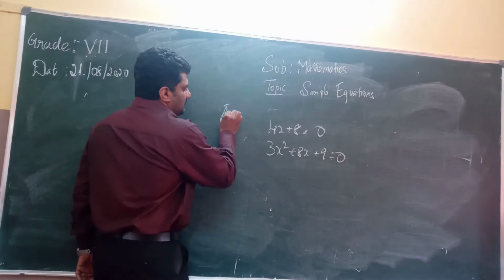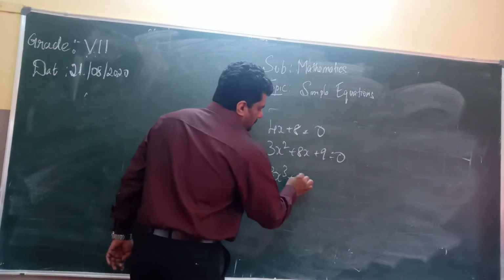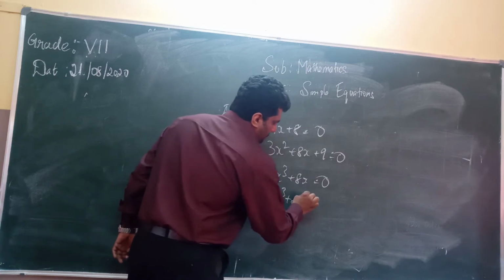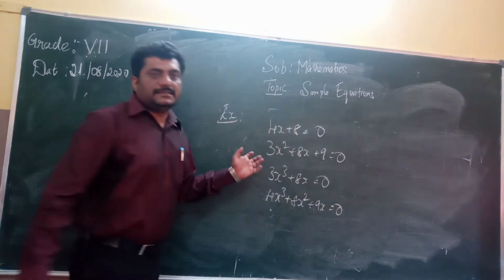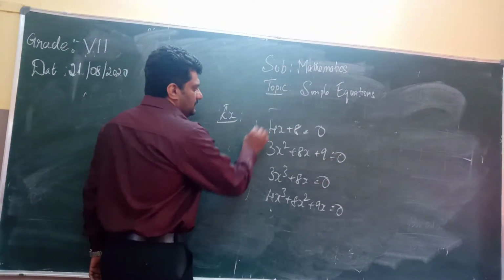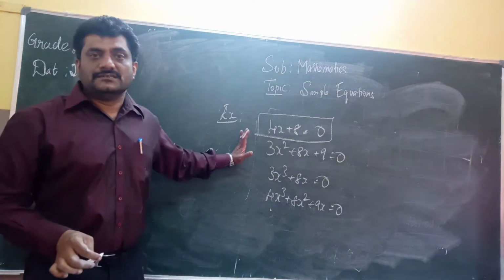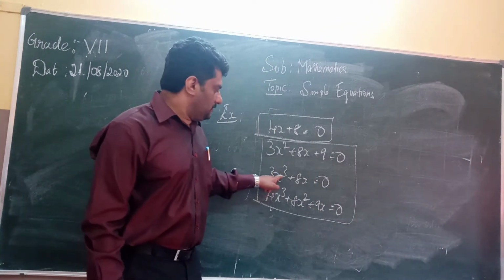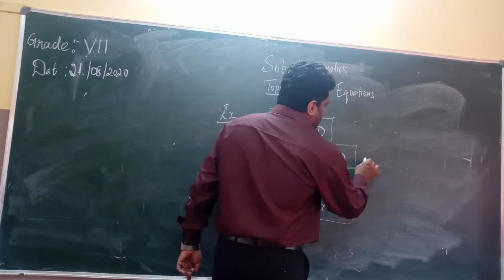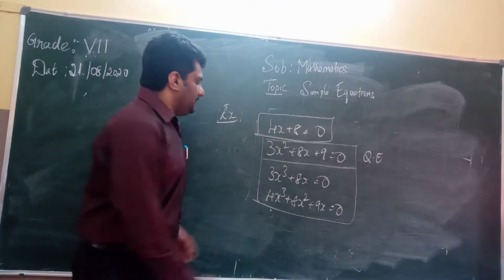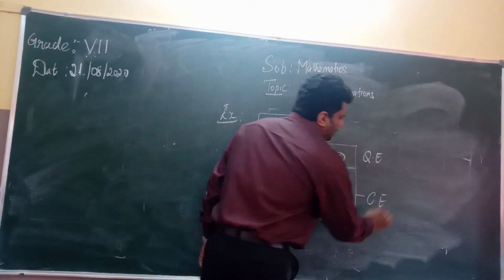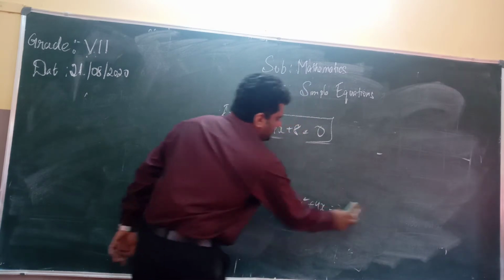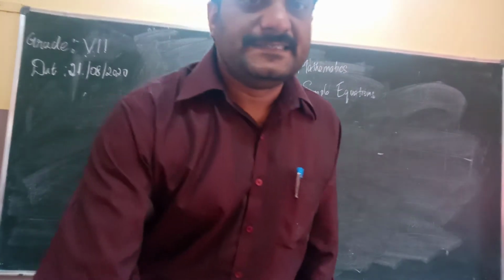These are the examples of equations. If you compare all these, this looks a little simple compared to these three, because here we have powers of 2, 3, 3. Whenever you have a power of 2, it is called a quadratic equation. When you have a power of 3, you will call it a cubic equation. All these you will learn in your next classes. So as of now, let us deal with simple equations. Now this is called a simple equation.